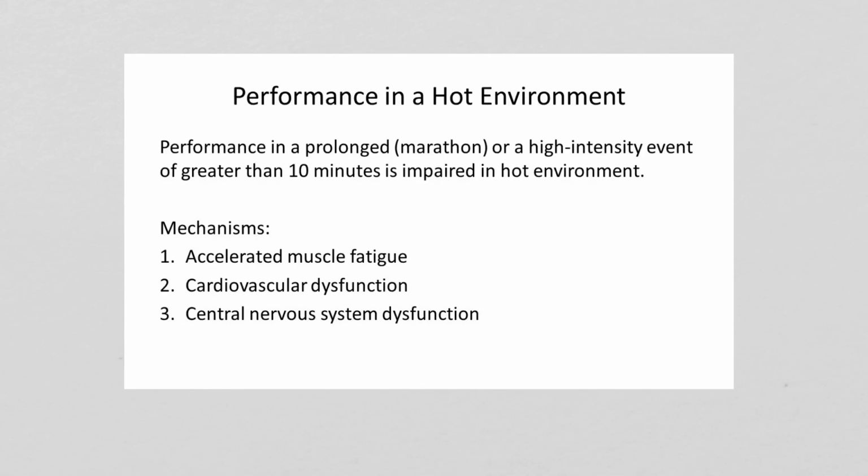That brings us to the third main mechanism for reduced performance in a hot environment, and that's central nervous system dysfunction. Basically two mechanisms for this one. As body temperature increases, we experience hyperthermia, and this will reduce our activation of motor units. It's sort of a governor, a switch that's turned on, and it reduces our ability to excite motor neurons. It's our body telling us, nope, stop exercising, you're too hot.